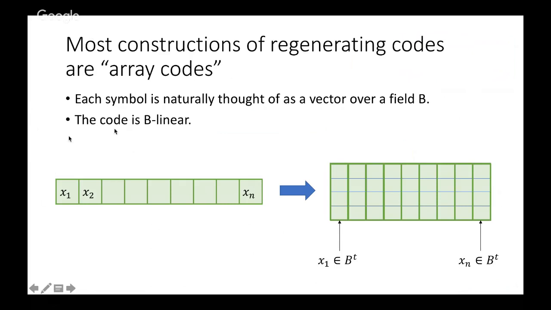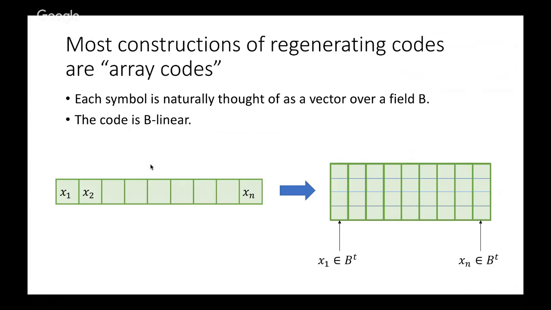This is meant to be my encoded blocks. The first symbol, x1, I would naturally think about as actually a vector of length t over some field B. B stands for base, like the base field. And then the code, where I think of each code word as an array that looks like this, is linear over the small field, but it's not a linear code to begin with, because its alphabet is not actually a field, it's a vector space.